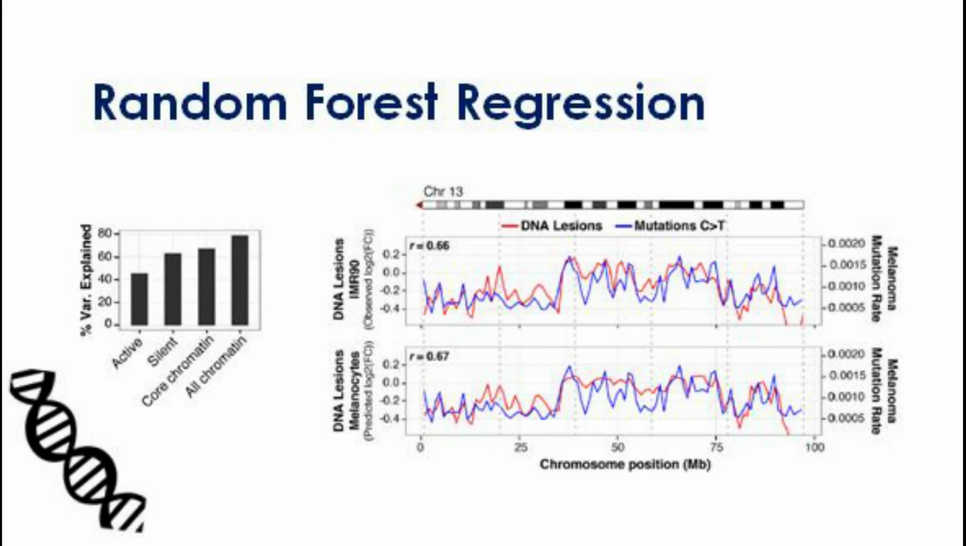The red line is the abundance of UV lesions and the blue line is the C to T mutation frequency in the malignant melanoma cell. The line graph shows a strong correlation between DNA lesion accumulation and mutation in the C to T position on the chromosome analyzed.